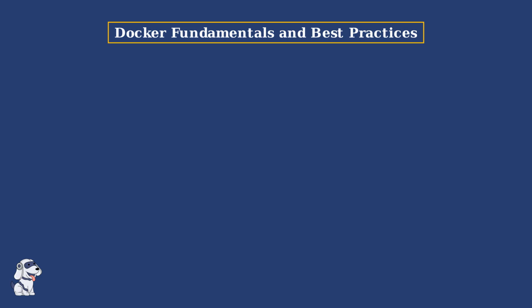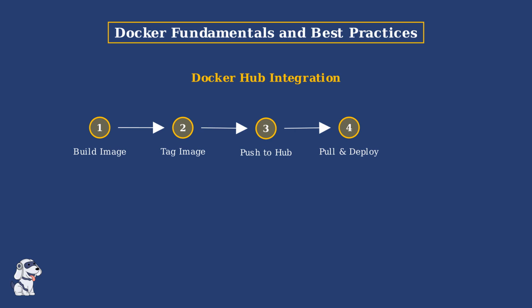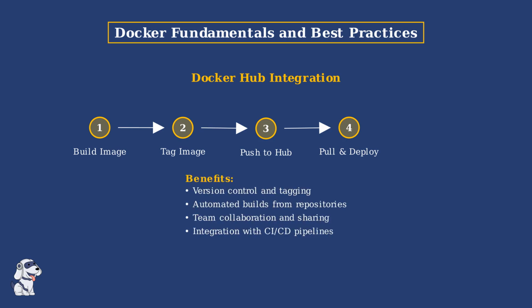Docker Hub integration completes the containerization workflow by providing centralized image distribution and version management capabilities. Docker Hub provides a complete workflow for image distribution, enabling teams to build, tag, push, and deploy containerized applications efficiently. Docker Hub integration offers significant benefits, including version control, automated builds, team collaboration, and seamless CI/CD pipeline integration, making it essential for modern microservices architectures.